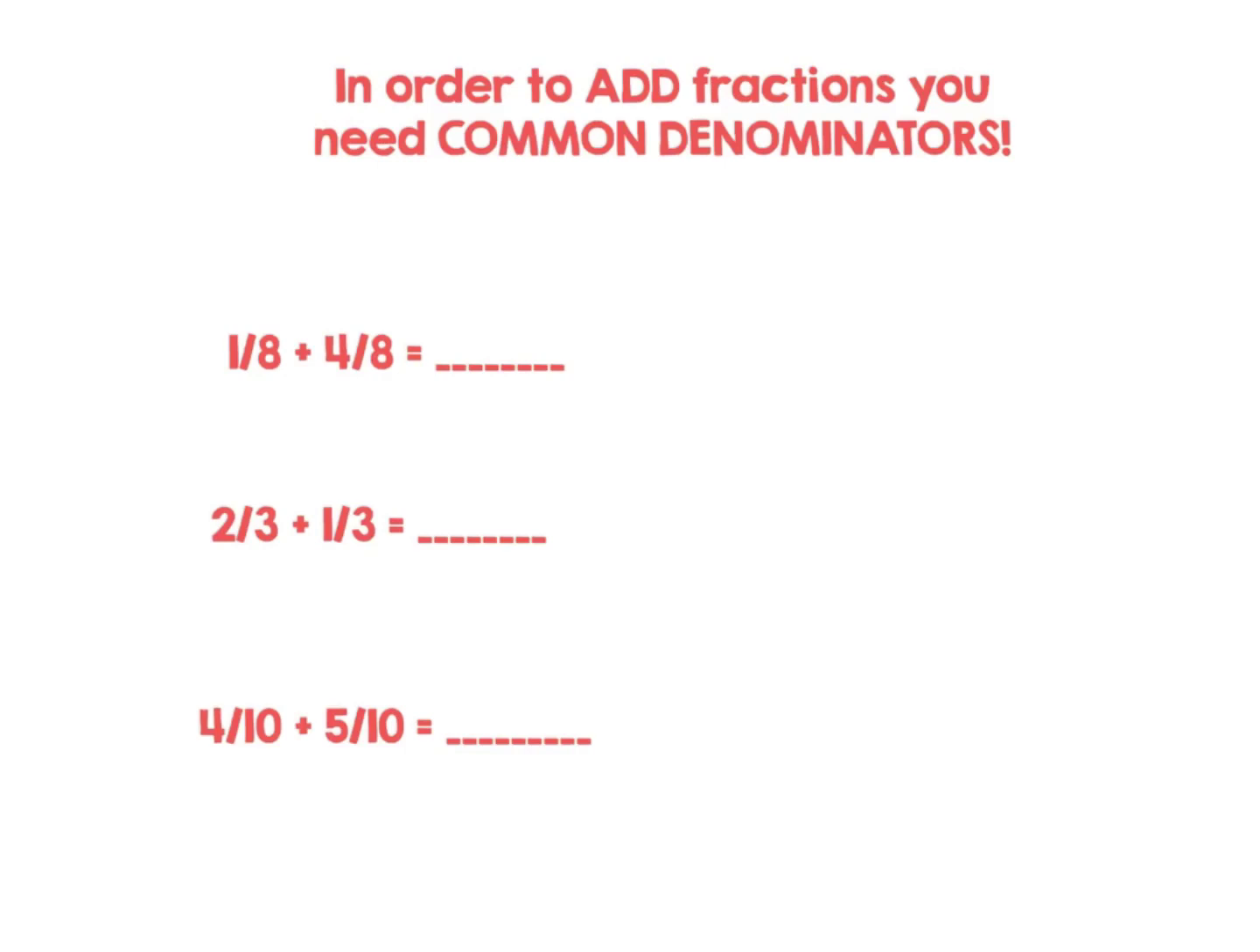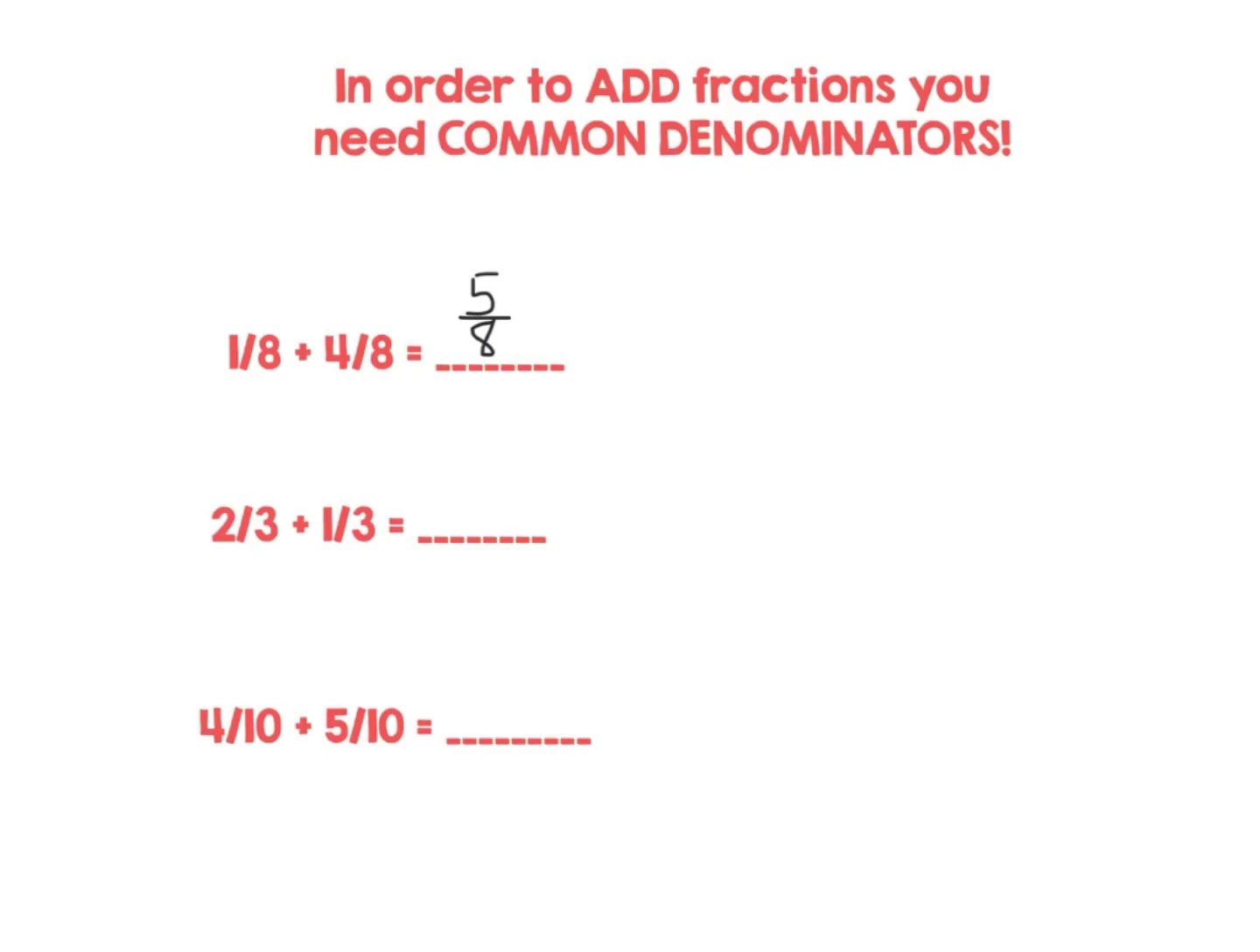For example, let's do 1/8 plus 4/8. Easy peasy lemon squeezy because my denominators are the same. So my answer is going to simply be 1 plus 4, which is 5/8. We don't need to change anything because both of our denominators were eighths.